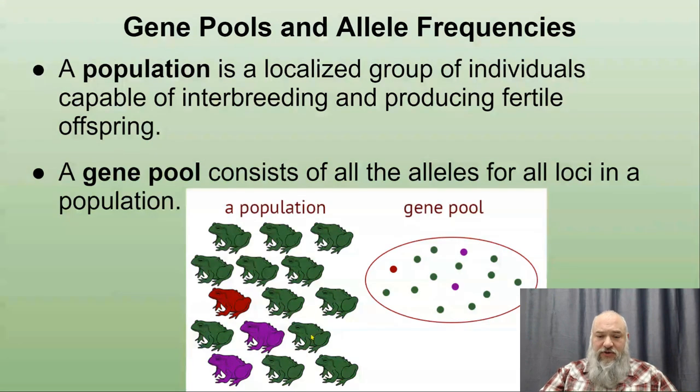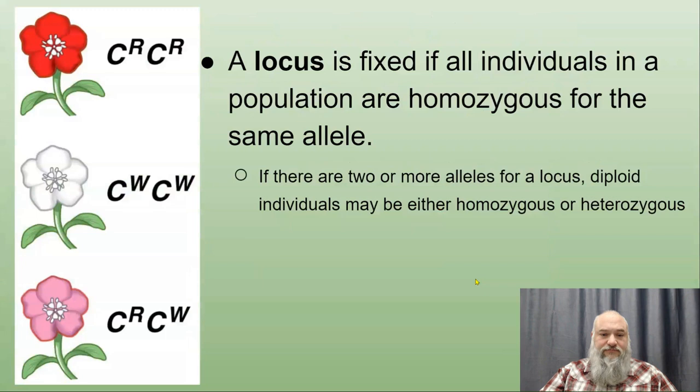So that's what we're trying to show down here: the gene pool, the different alleles that are available in a population. Here we can see a little bit of genetics going on. We've got red flowers, two big R's, white flowers, two big W's, and pink, a red and a white mixed together.